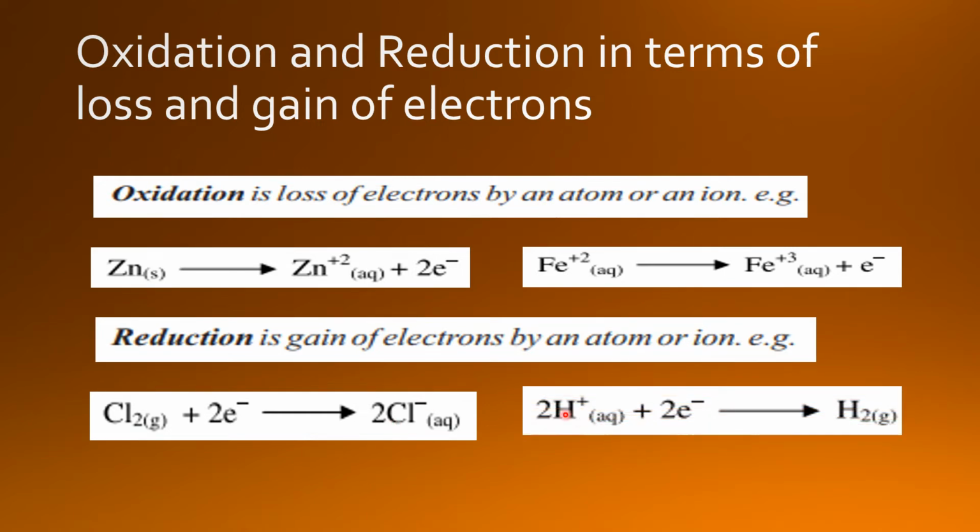In the same way, these hydrogen ions gain 2 electrons, 2 hydrogen ions gaining the 2 electrons, and after gaining the electrons, they change into the hydrogen gas. As electrons are added here, these hydrogen ions are gaining the electrons, so it is the process of reduction. So oxidation is the loss of electrons and reduction is the gain of electrons.